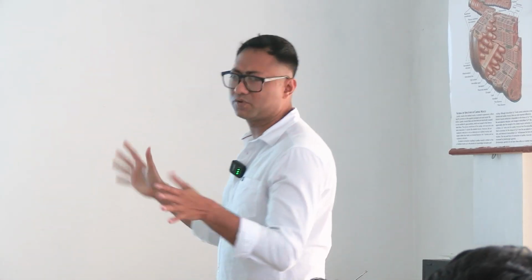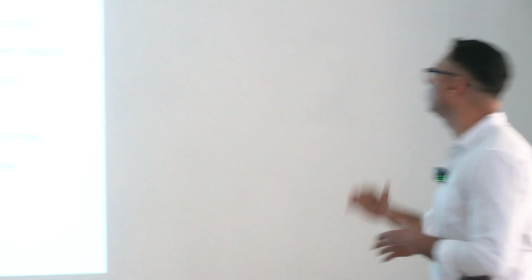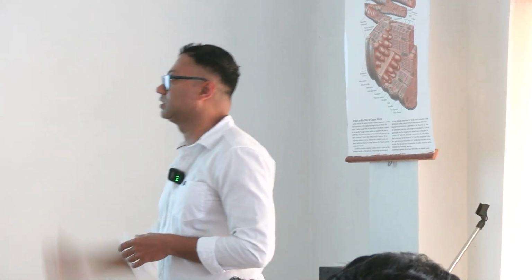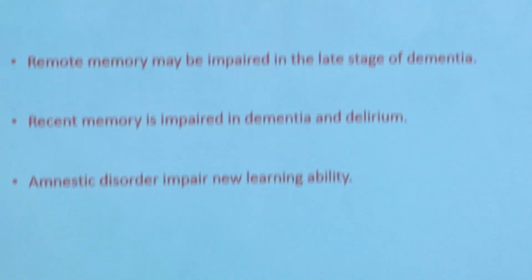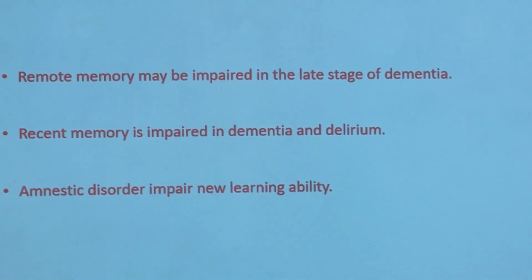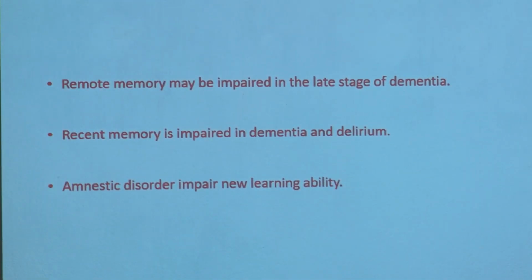Now new learning ability. There are some protocols. Give the patient 3 or 4 words like table, flower, green, hamburger, and ask the patient to repeat them, so that you know the information has been heard and registered. Remote memory is impaired in late stage of dementia. Recent memory is impaired in dementia and delirium, and amnestic disorder impairs new learning ability. When we have the theory class on memory, we will discuss this in more detail.